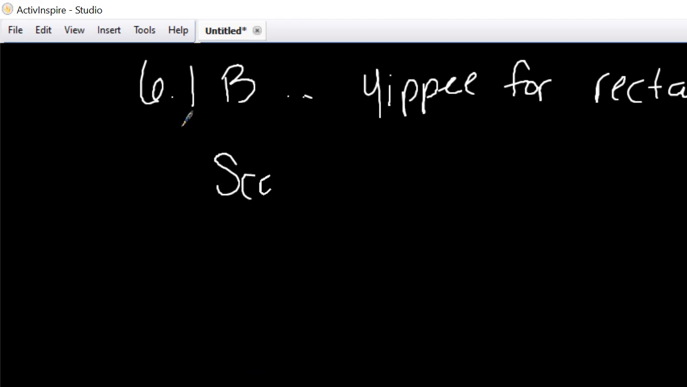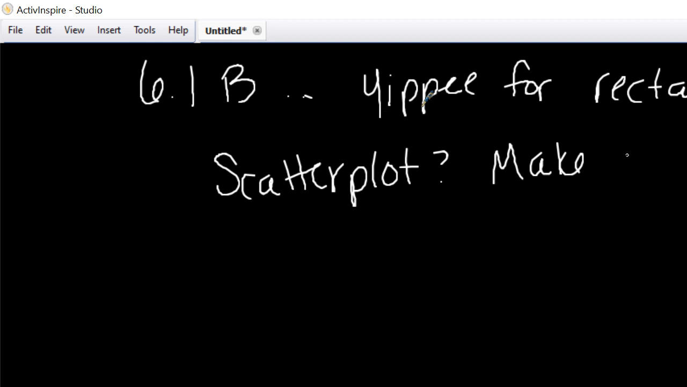So a scatter plot. Make a curve. What are y'all laughing at? Me? Oh, I thought I did something.